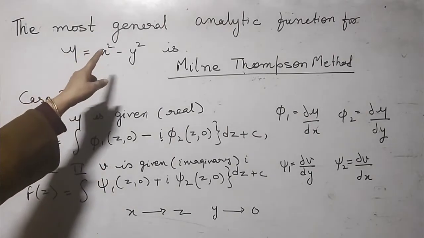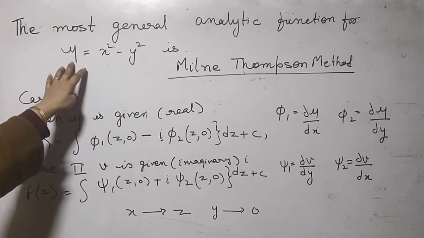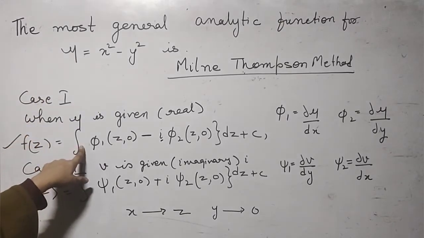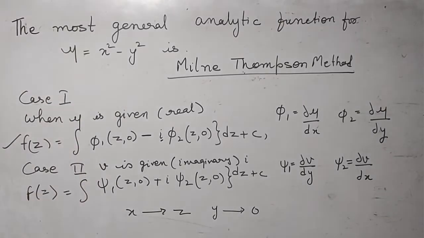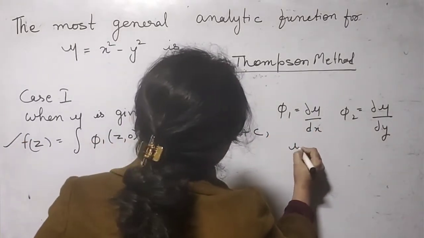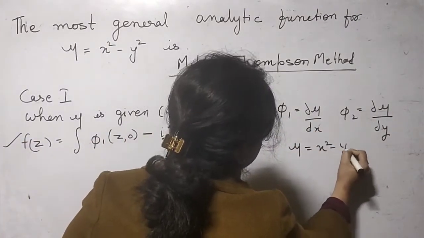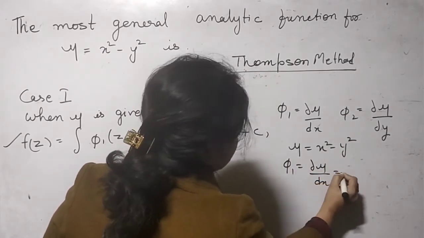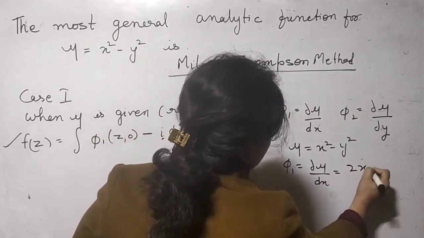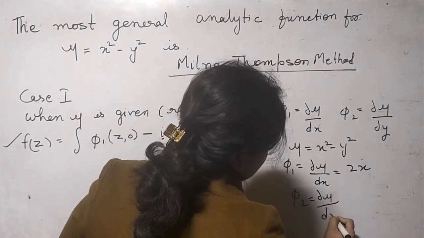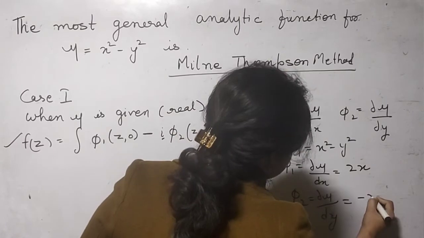We have to find the most general analytic function if u is given to us. Here u is given to us, that means case 1 is applied. So I am going to apply case 1 over here. Now see, u is equal to x square minus y square. So psi1 is equal to du/dx. That means we differentiate with respect to x, so we get 2x. Now psi2 we differentiate with respect to y, which is equal to minus 2y.